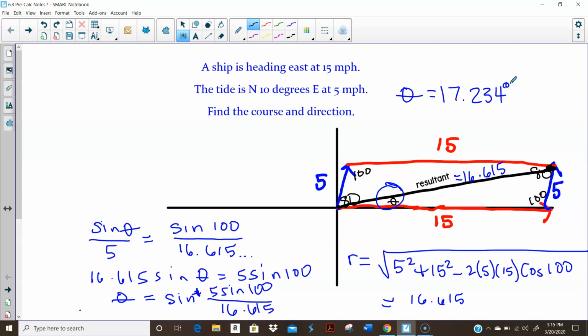And so the ship, instead of going directly east, is actually headed 17.234 degrees towards the north. So east traveling north. So you can take this angle and clarify, say east traveling north.